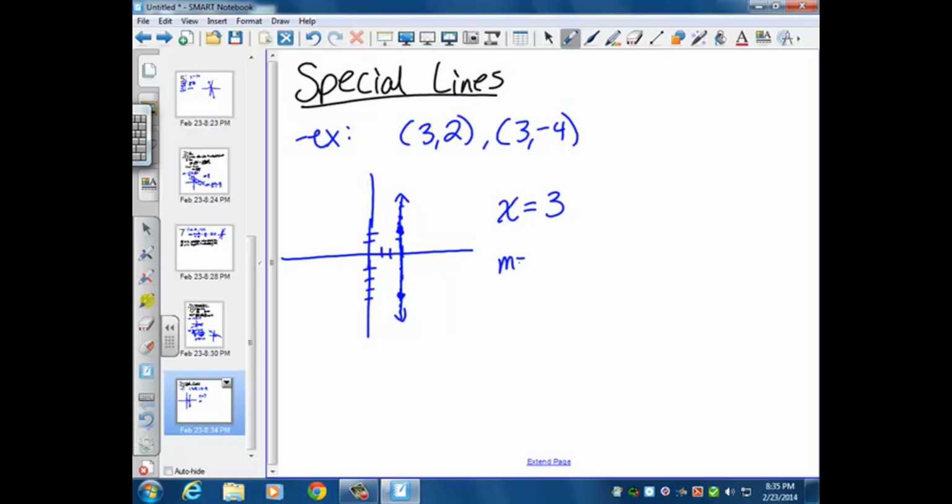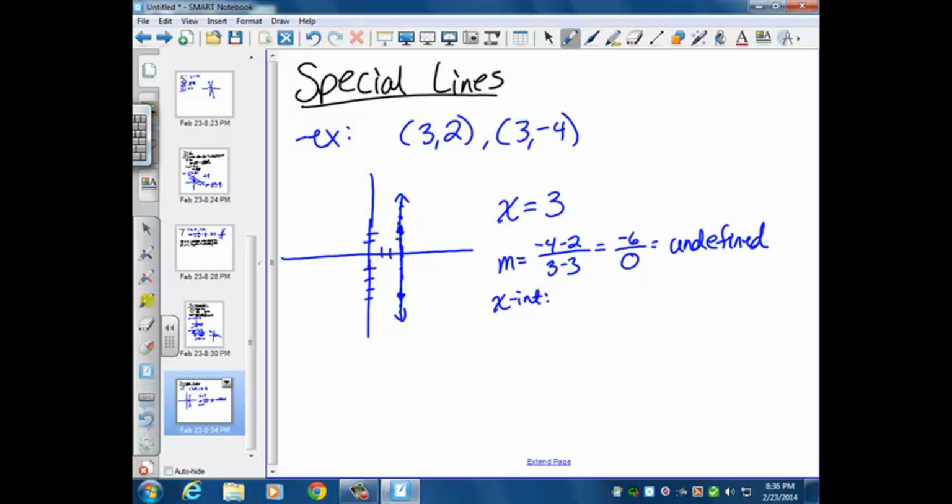Now how about the slope? Let's use our formula. y2, -4, minus y1, 2, and then 3 minus 3 on the bottom. So we've got -6 over 0. You can't divide by 0, right? Undefined. So think of it too, like if that was a road, straight up and down. You can't have a road straight up and down because no cars could drive on it. You can't plant your feet on it. So slope is undefined.